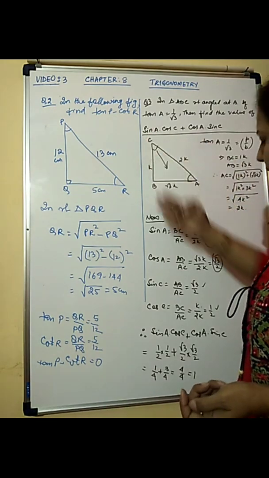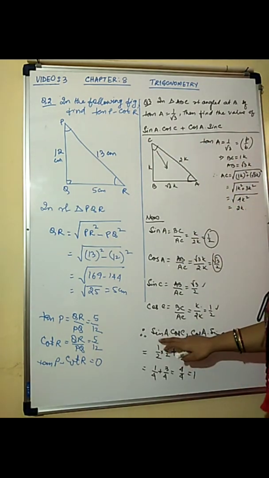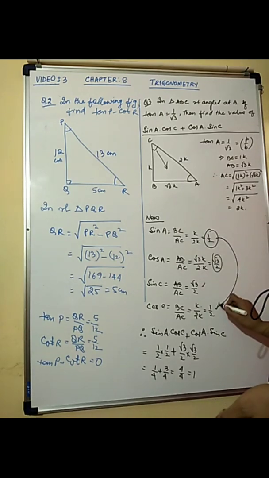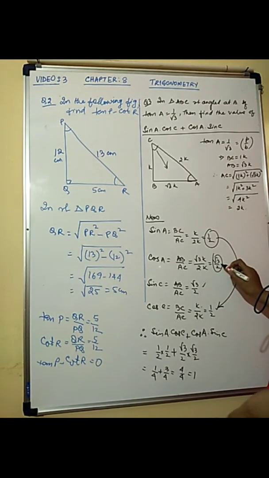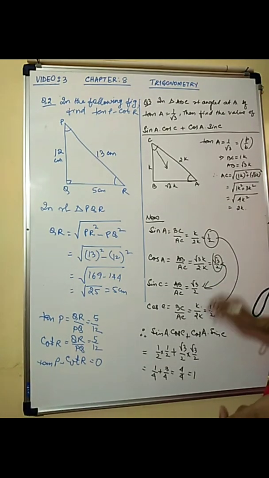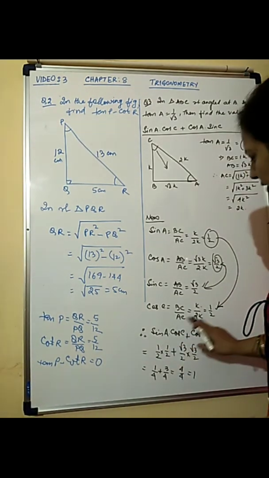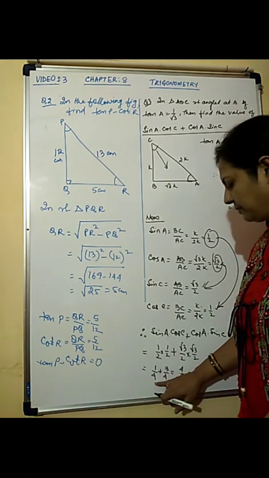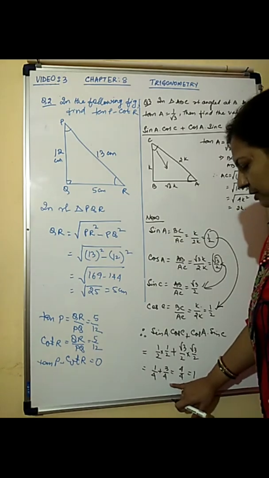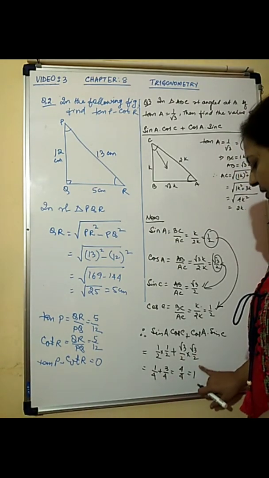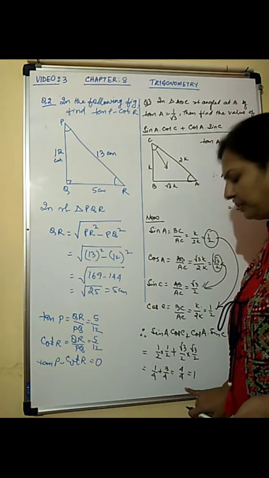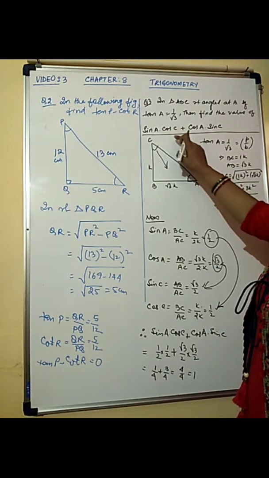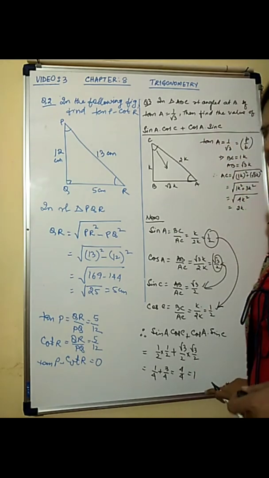So now we have all four values, we just have to substitute. So sin A into cos C. Something you will see is that sin A and cos C both have the same value, and cos A and sin C both have the same value. Therefore we have 1 by 2 into 1 by 2 plus root 3 by 2 into root 3 by 2. This gives you 1 by 4. The second product gives you 3 by 4. That is 4 by 4, and on addition you get 1. So sin A into cos C plus cos A into sin C is equal to 1.